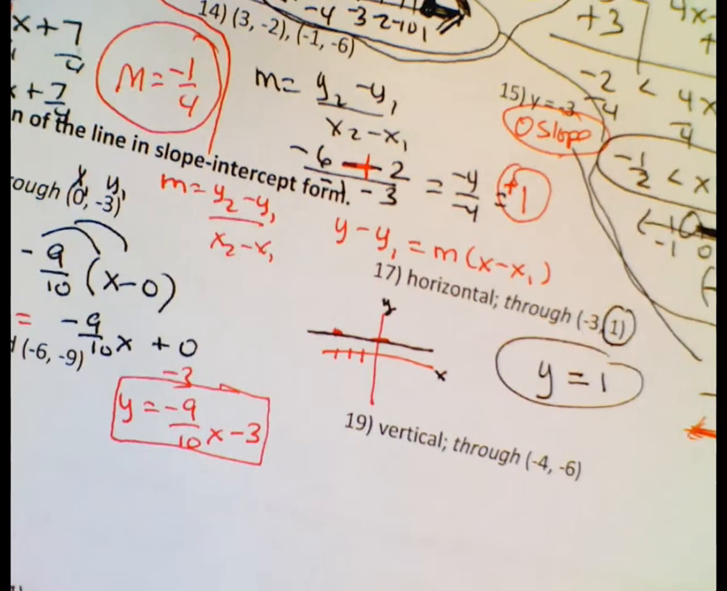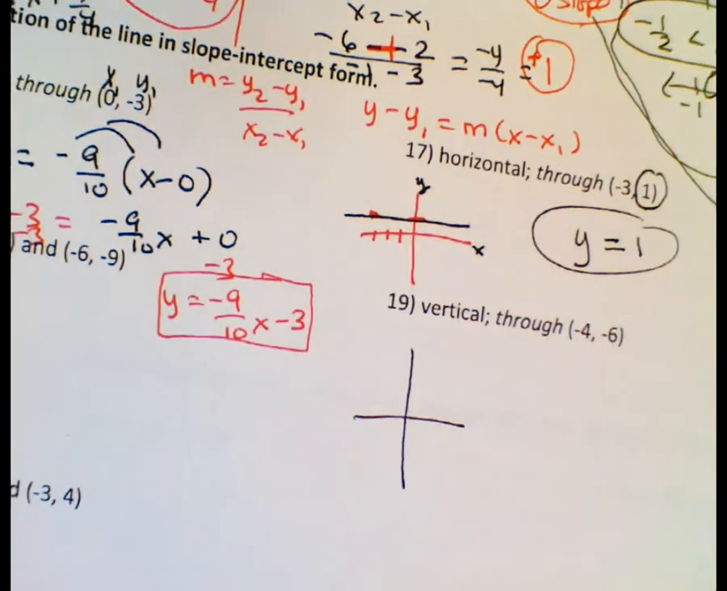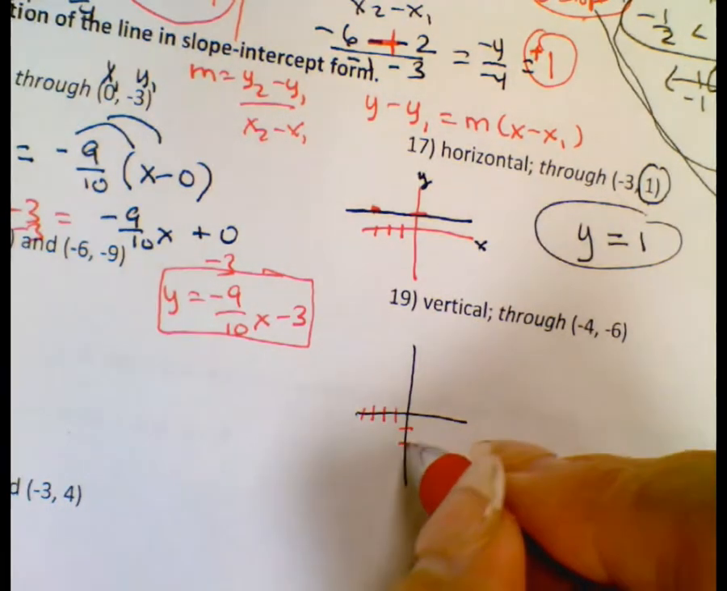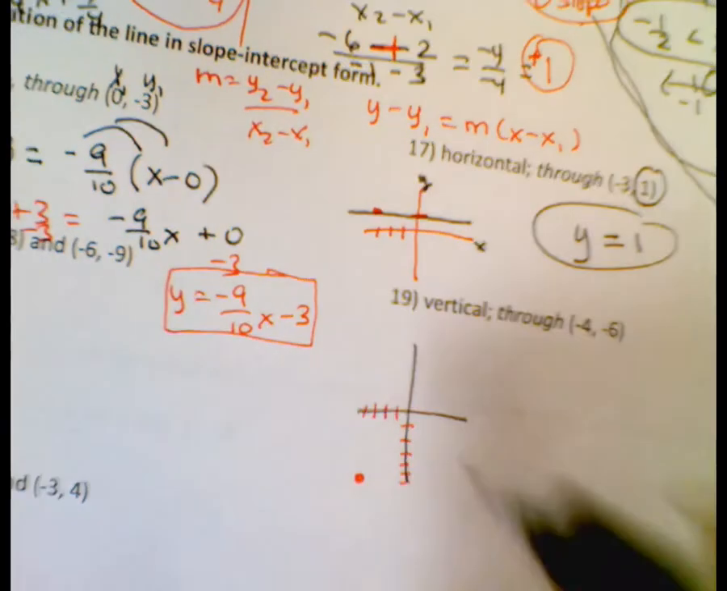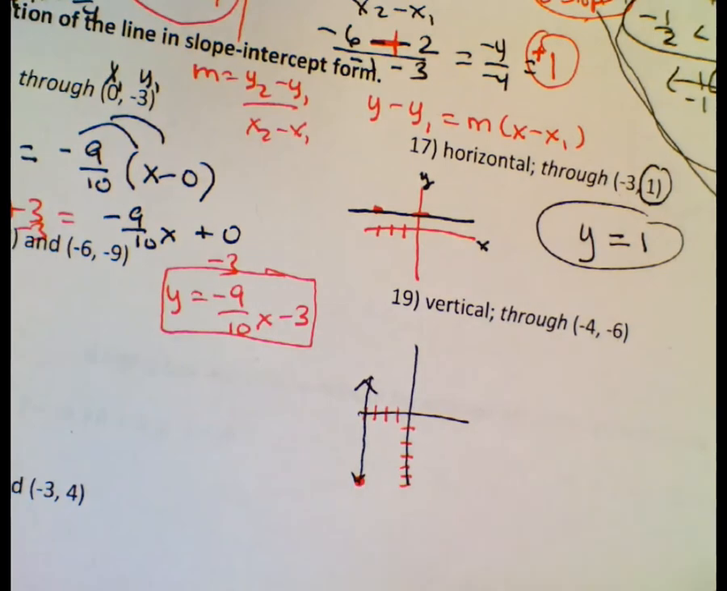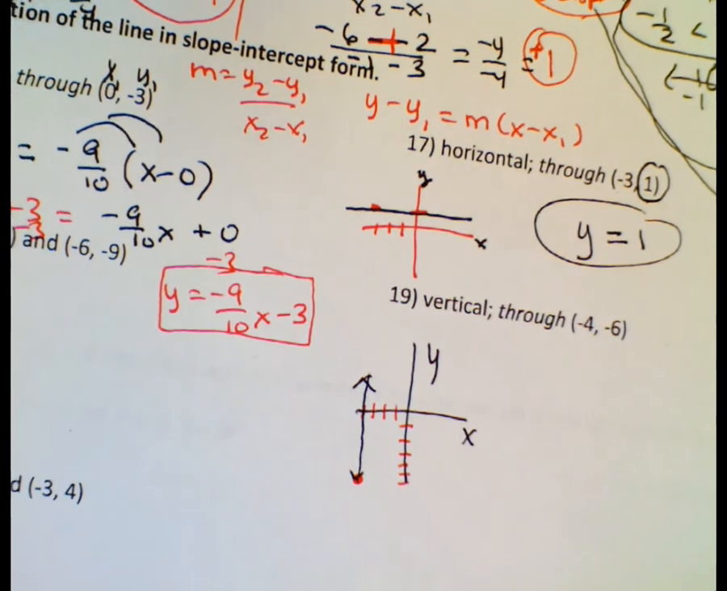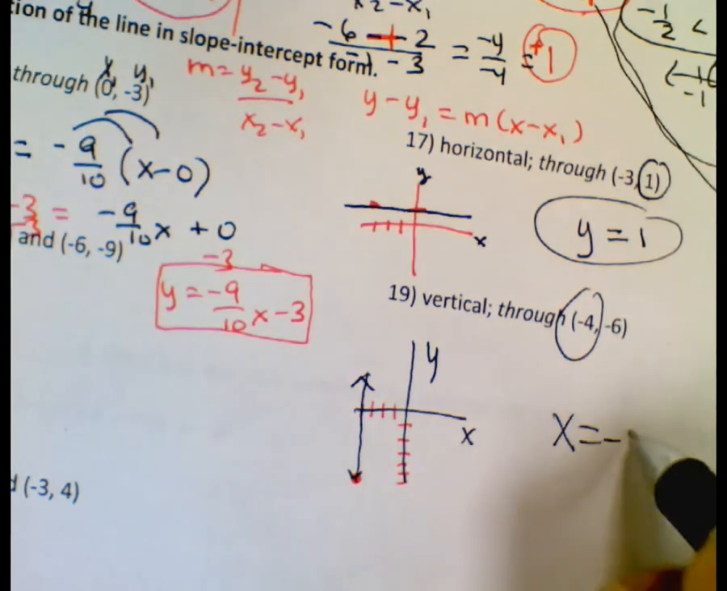Now let's do 19 right off the bat. This one says that it's a vertical line through -4, 6. So it looks like this. Notice it doesn't touch the y-axis, so it cannot have a y in the equation. It can only have an x. What's the x-coordinate? It's -4. So this equation is x equals -4.